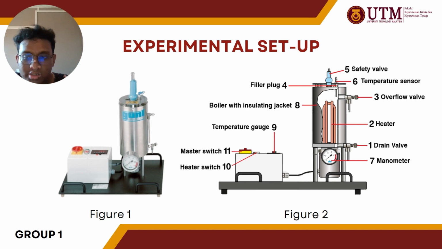Number 5 is safety valve. Number 6 is temperature sensor. Number 7 is manometer. Number 8 is boiler with insulating jacket. Number 9 is temperature gauge. Number 10 is heater switch. And number 11 is master switch.